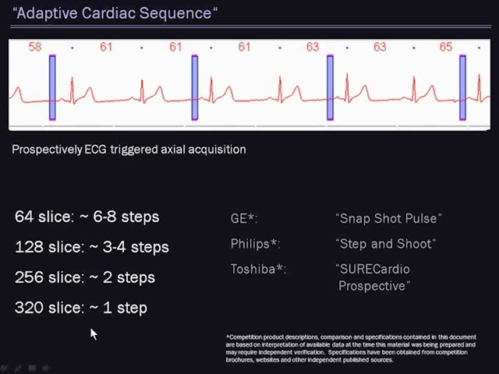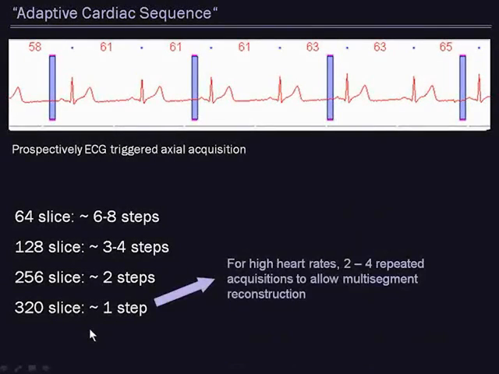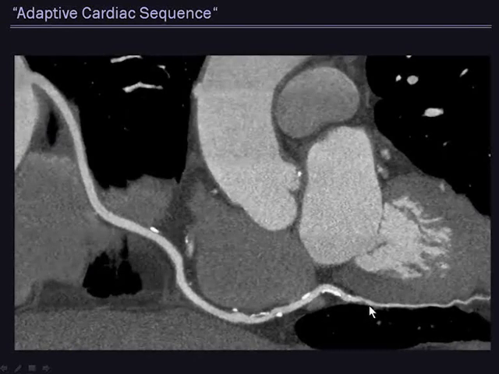In reality, most of the very wide detectors use more than 1 or 2 cardiac cycles for image acquisition, because for higher heart rates, they do take repeated acquisitions, between 2 and 4 repeated acquisitions to allow for multi-segment reconstruction, because the temporal resolution of these scanners is lower than the temporal resolution of dual source CT. That's why they compensate by acquiring several cardiac cycles and using multi-segment reconstruction.